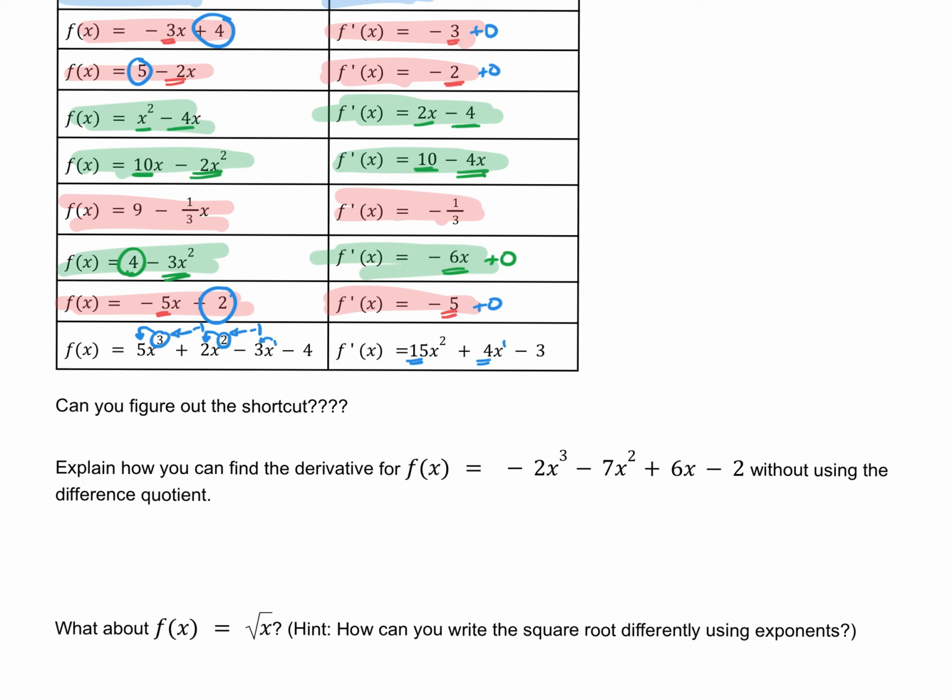If we multiply x to the first power times negative 3, we get negative 3. And then if I subtract 1 from that, we get 0. And that's why it's x to the 0, which is the same thing as saying 1. And then we would say the exponent on x is 0, so 0 times 4 is just 0, right? So we end up with that plus 0 at the end, which we don't need to write.